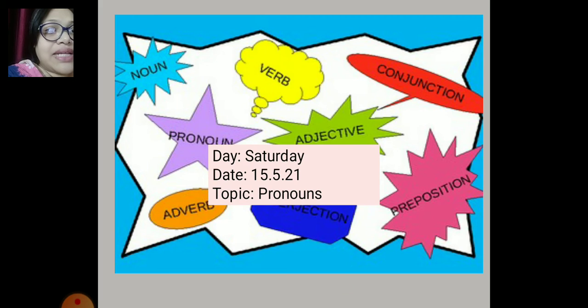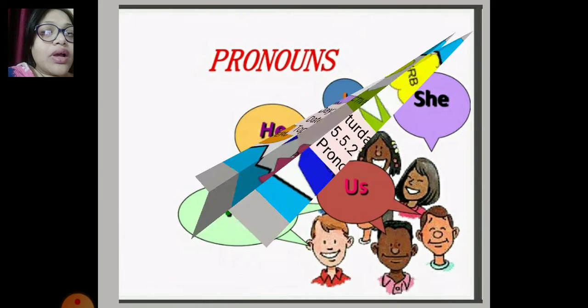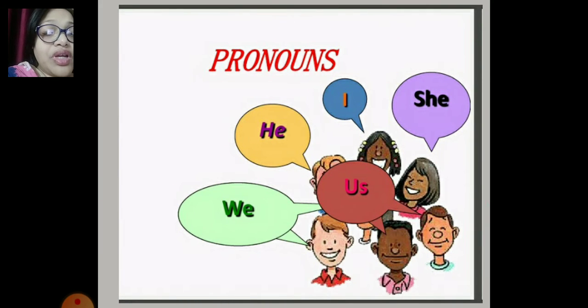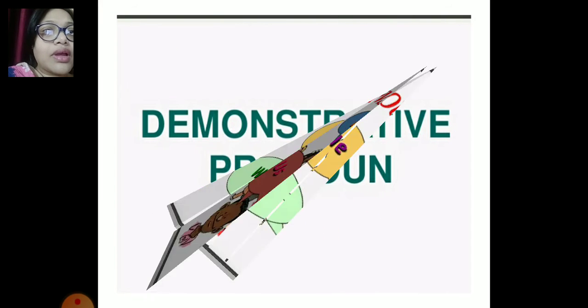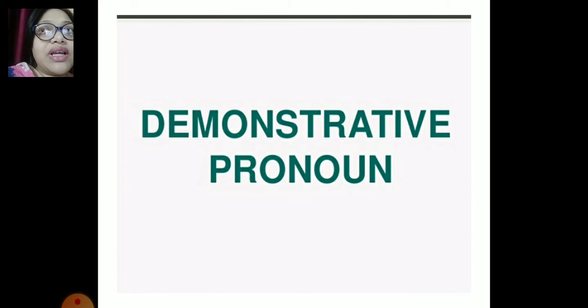So today is Saturday and the date is 15th of May 2021, and today we are going to continue with the chapter of pronouns which we had started the other day. So pronouns, we know now the words known as pronouns are he, we, us, I and she. Last day we had learned about personal pronouns.